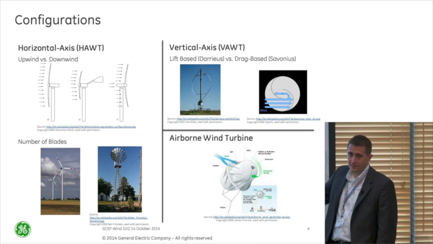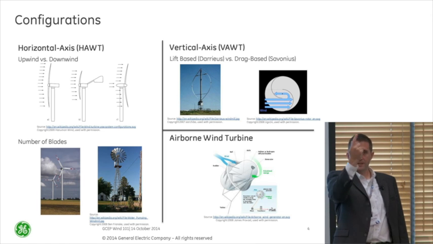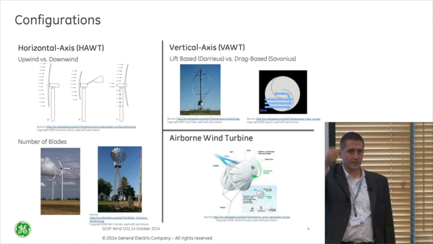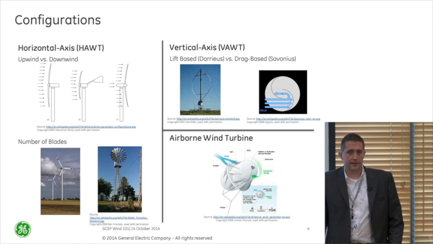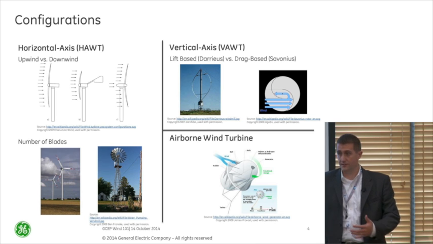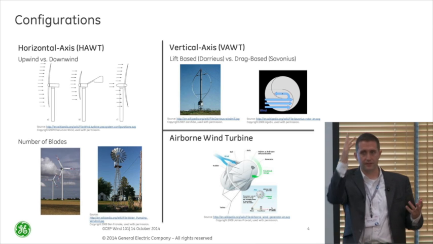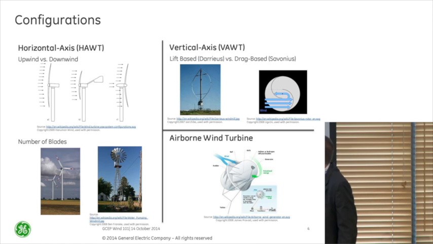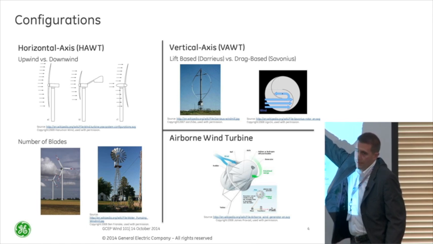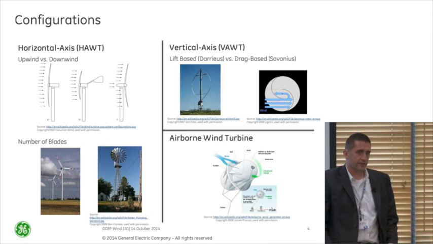Now on vertical axis, big difference now. They just spin around like this. So they have some sort of central pole, and they basically spin around. You can have 2 different types. You can have a lift-based type, which is similar to the horizontal, where the lift is what's causing the rotation. You see one up here, which is a lift-based type, typically called a Darrieus type turbine.